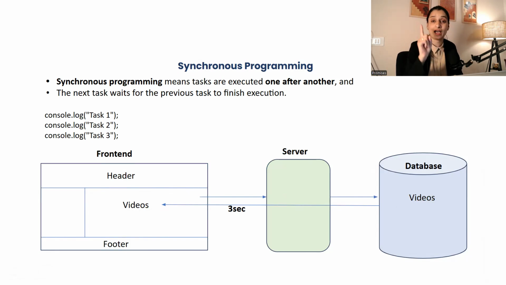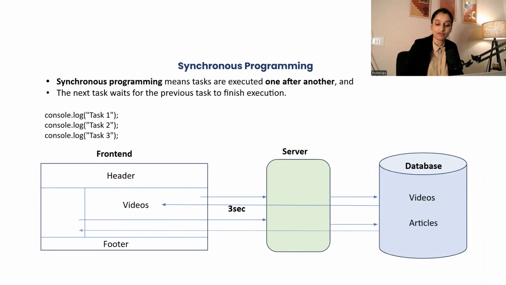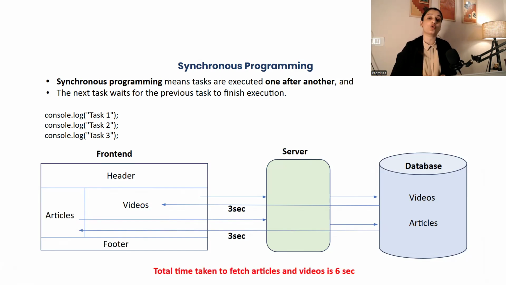So what was my task 1? Send one request to fetch all the videos from the database. Fetch videos, this is my task 1. If task 1 is taking 3 seconds, other tasks will wait. Execution of other tasks will be blocked. So after 3 seconds, I will send one more request to fetch the articles. So the total time taken to fetch videos and articles over here is 6 seconds.